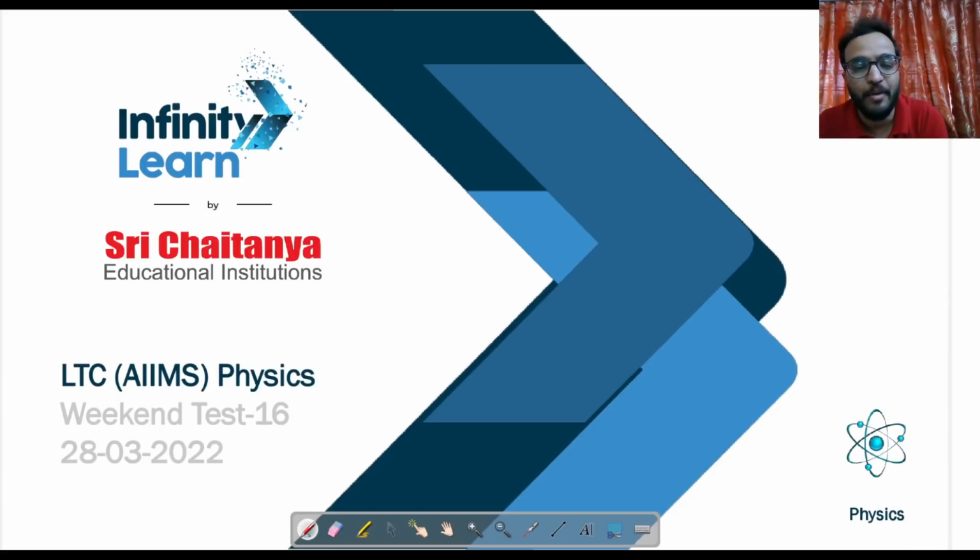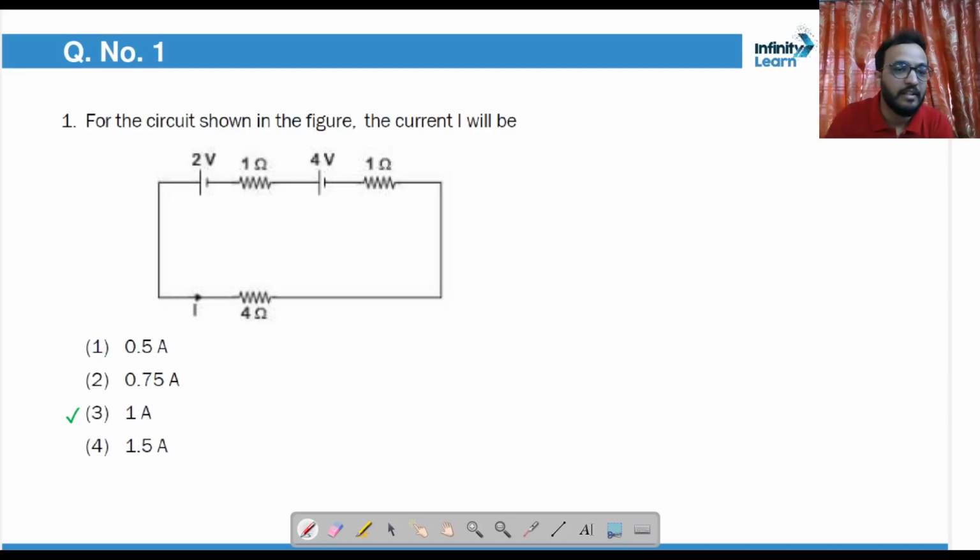I'm Ravindram and I'm going to discuss the physics portion of your LTC AIIMS exam weekend test number 16. Okay, so let's quickly begin with question number 1. First question we can see: for the circuit shown in the figure, the current I will be, it's very easy. We'll apply Kirchhoff's loop law and get the right answer for this particular question.